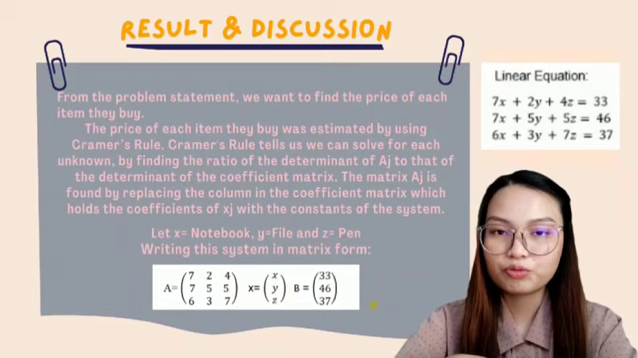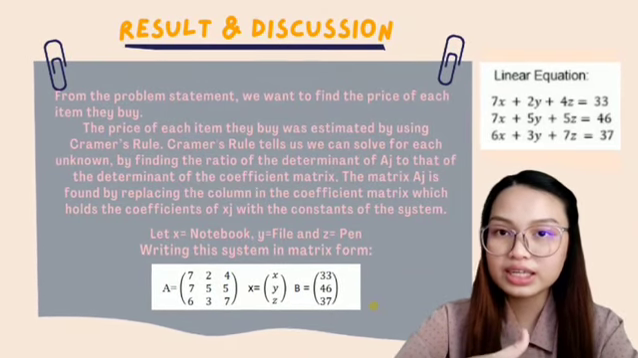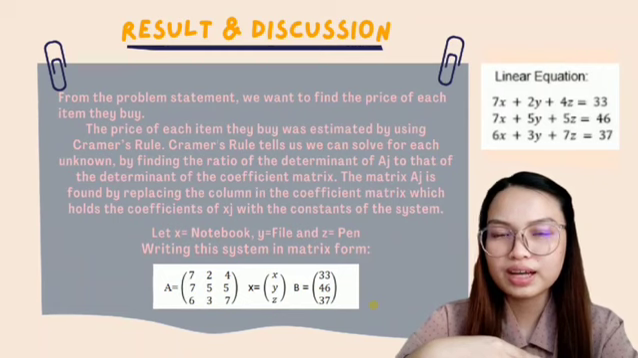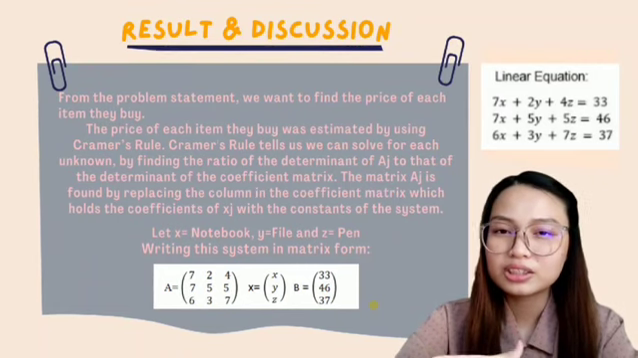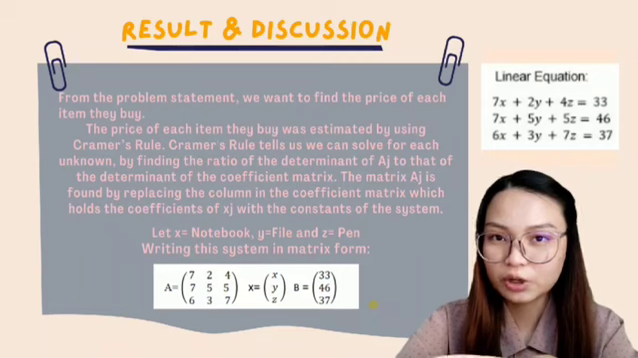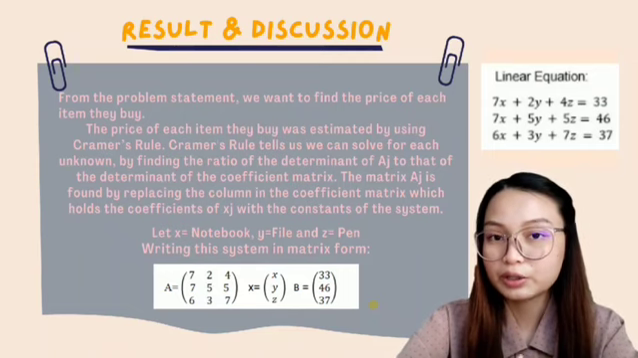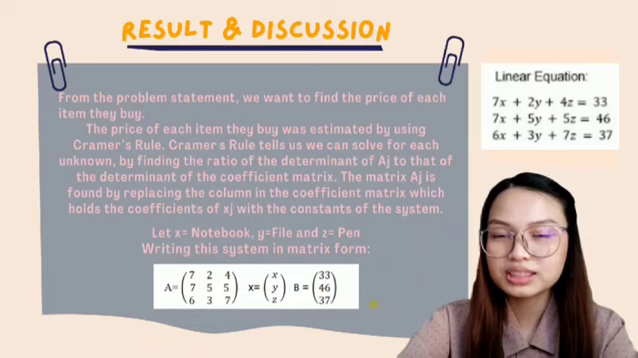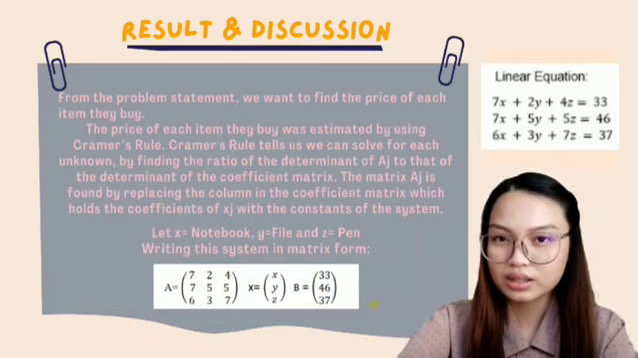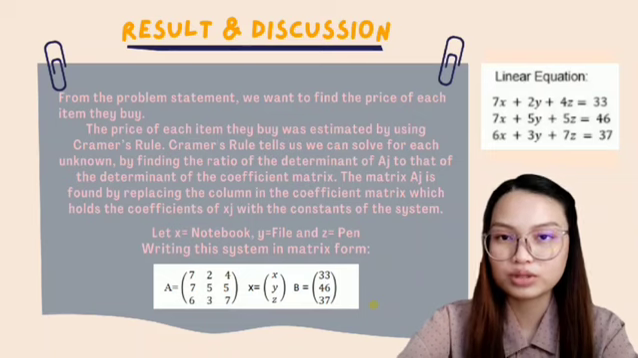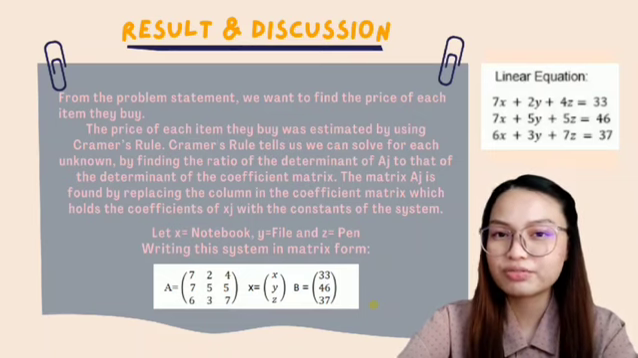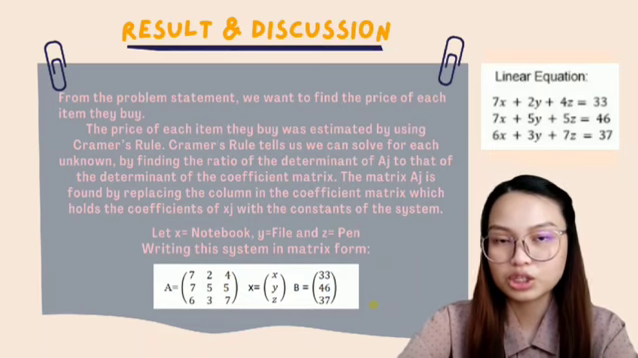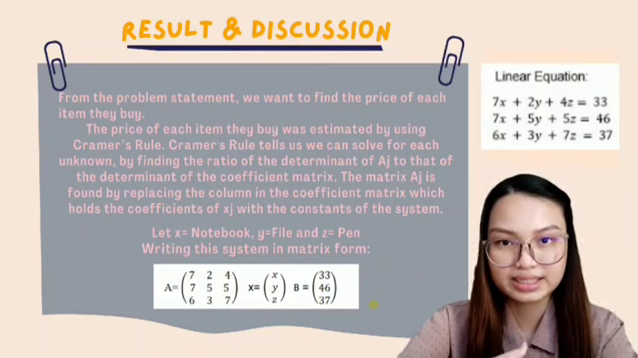Now, I will explain the result and discussion. From the previous problem statement, we want to find the price of each item they buy. Since the coefficient matrix is non-singular, we estimated the price by using Cramer's rule. Cramer's rule tells us that we can solve for each unknown one at a time by finding the ratio of the determinant of Aj to that of the determinant of the coefficient matrix. The matrix Aj is found by replacing the column in the coefficient matrix, which holds the coefficient of Xj, with the constant of the system.